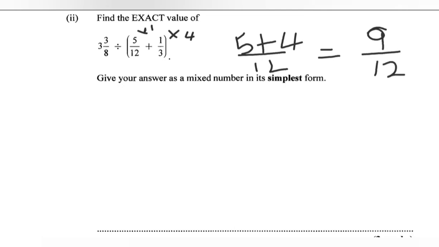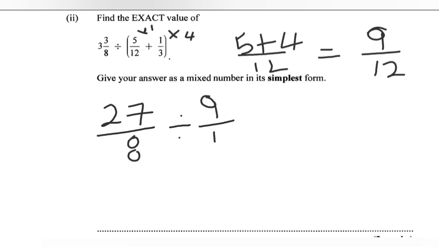And what we're going to do now, we're going to put it back together. So it's going to be 3 3/8, which is the same thing as 3 times 8, 24 plus 3. That's going to be 27 over 8. Let me fix that up for you. 27 over 8 divided by 9 over 12.